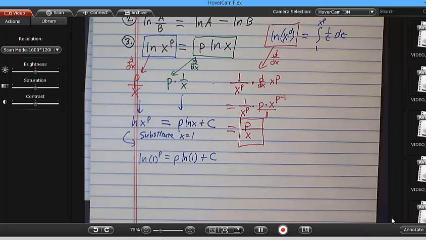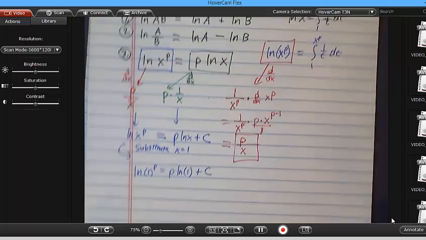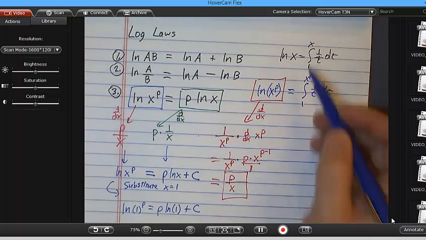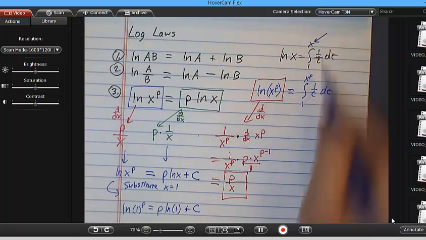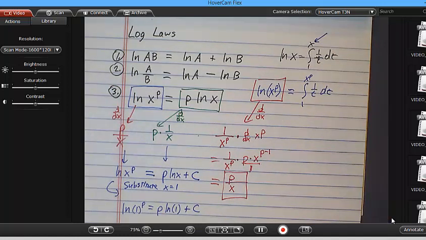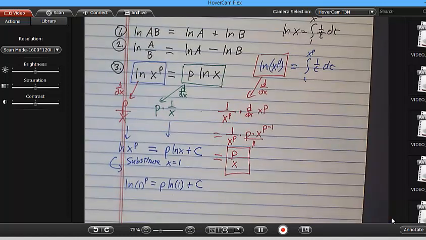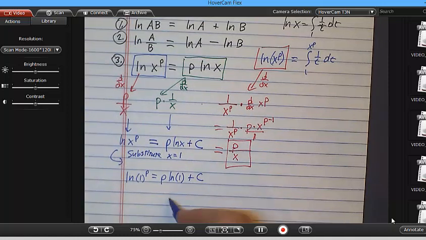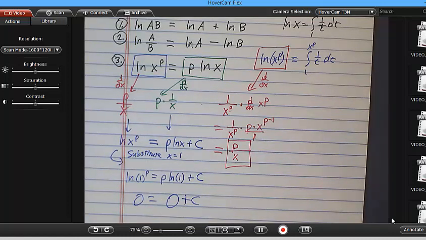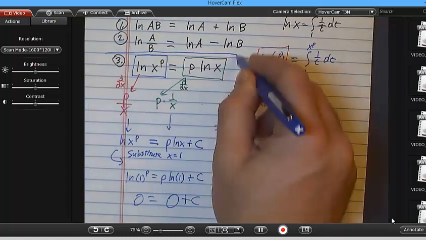No? Remember what the natural log of 1 is? I'll give you a hint. Plug in 1 for x right here. It's going to be 0, right? The natural log of 1 is 0. So this is 0. And what's 1 to the p power? That's 1. So this is 0. So that shows c is 0. And that's a proof of the third log law.